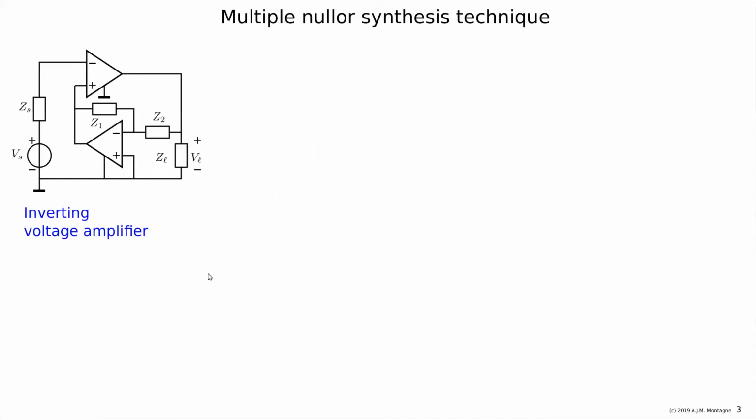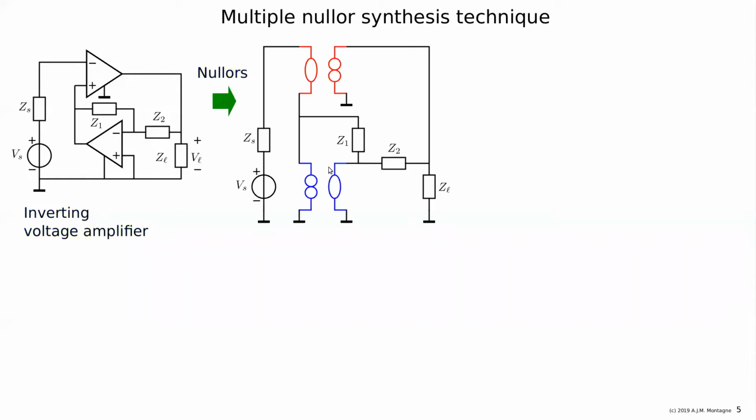Let's look at this inverting voltage amplifier. And let's go back to the situation that basically I have two controllers. So I could replace them with nullers to have the conceptual design of this one. And that's where it started, of course. So with nullers, it would look like this. The upper operational amplifier is modeled with the red nuller, and the lower one is modeled with the blue one.